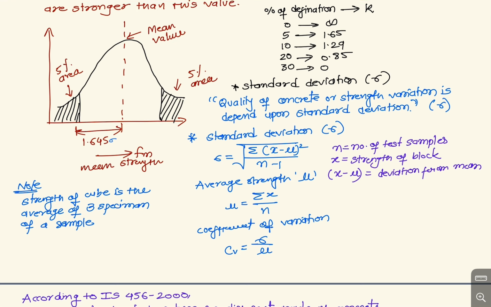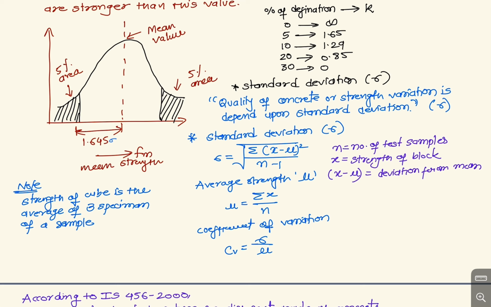Okay, to calculate u, you have one more formula, and u is called the average strength, which is summation of x divided by n. It means the summation of the strength of the blocks divided by the number of test samples. Also the CV, which is the coefficient of variation, is calculated by sigma upon u.